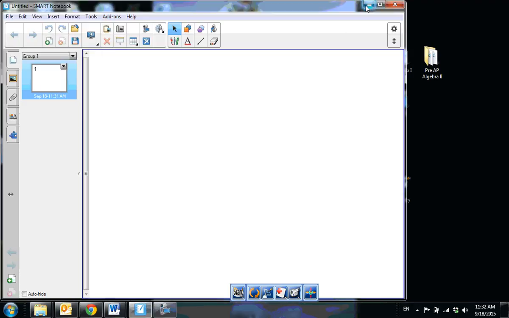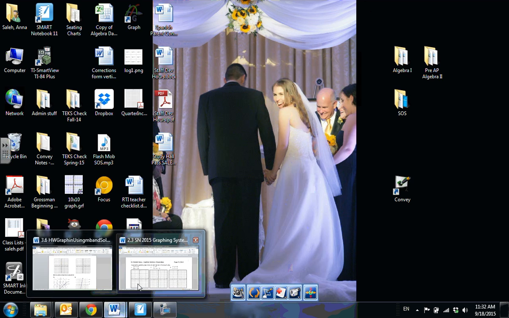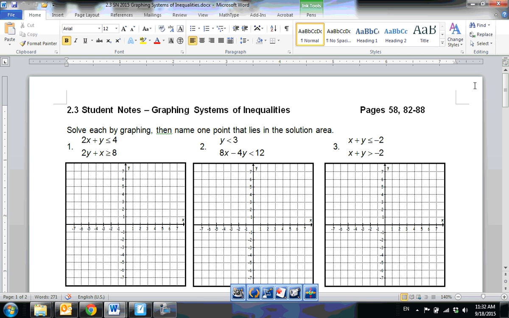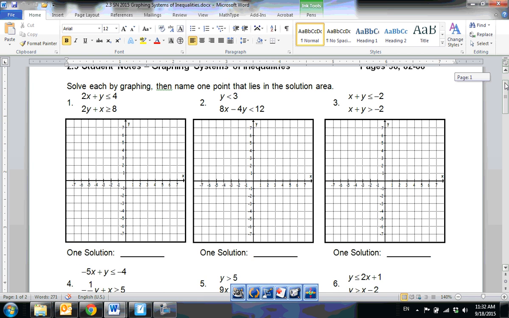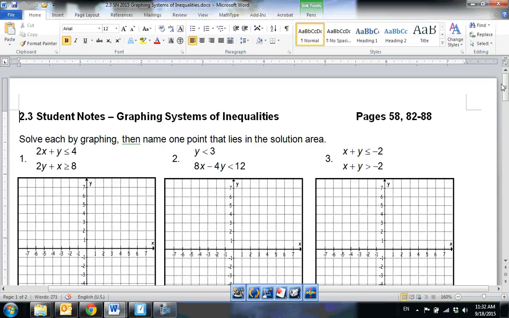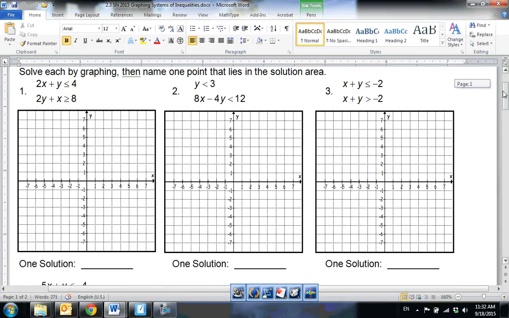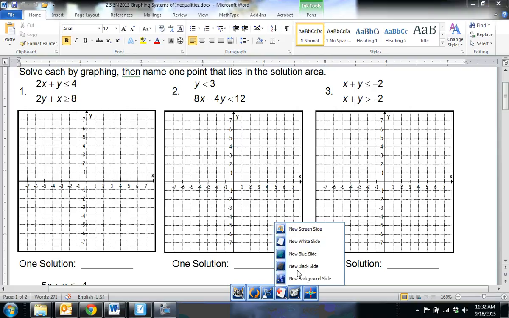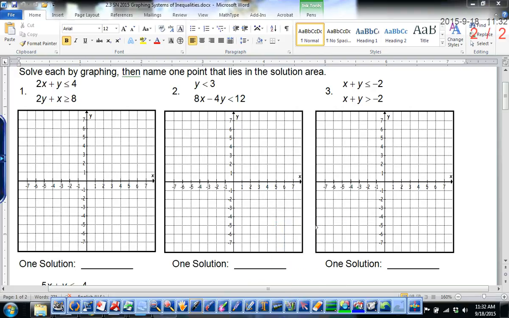Okay, so like I said, today we're going to do a quick review over graphing systems of inequalities. This should be super straightforward. We're just going to review a couple things, and then you'll be able to get started on your homework.